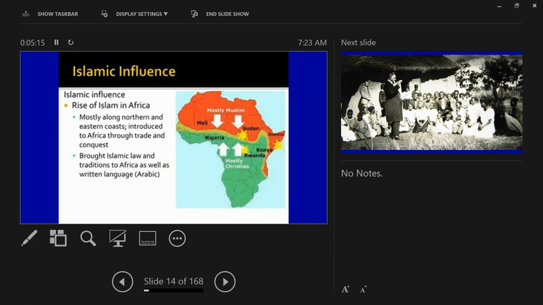And you can see the yellow area is the area between the Christians and the Muslims, where there's a lot of violence and wars happening, and still happening today.